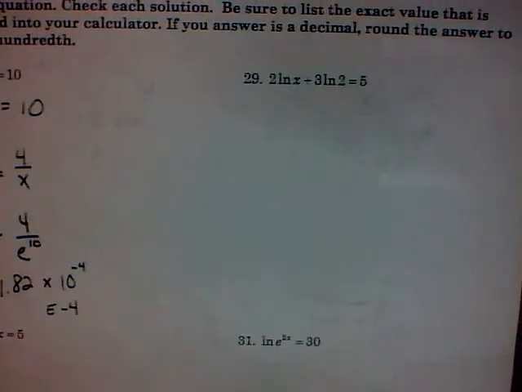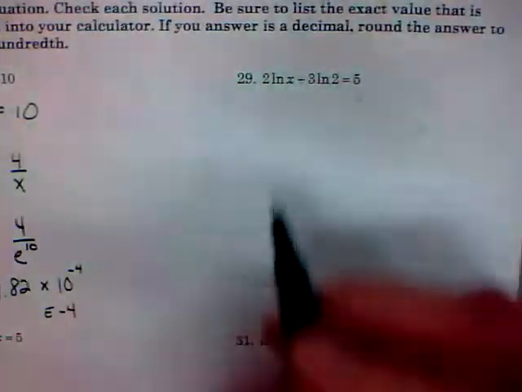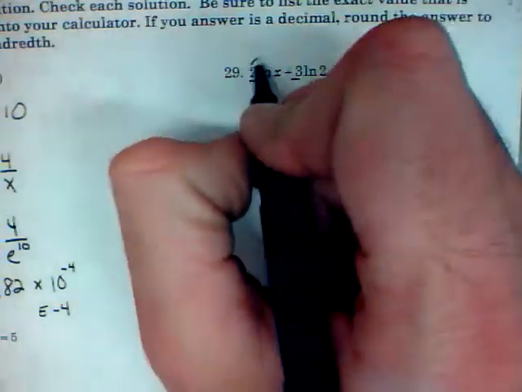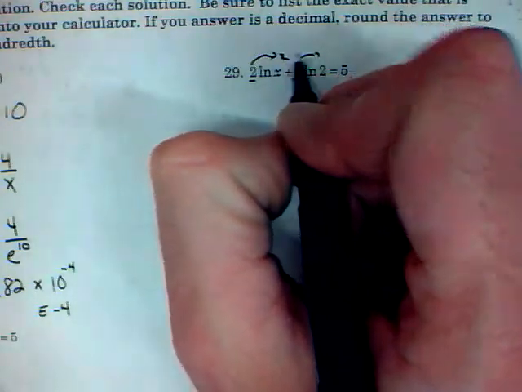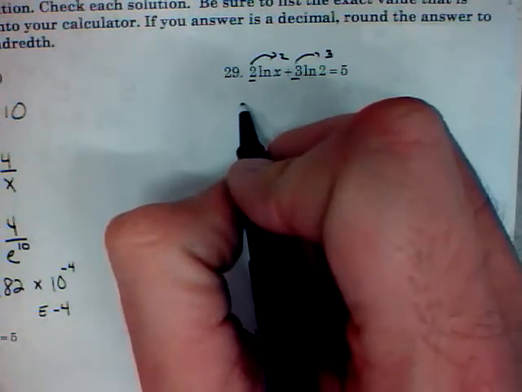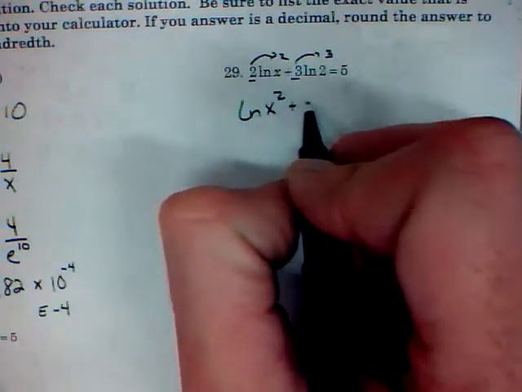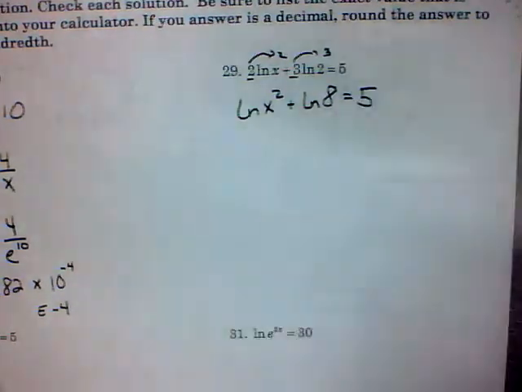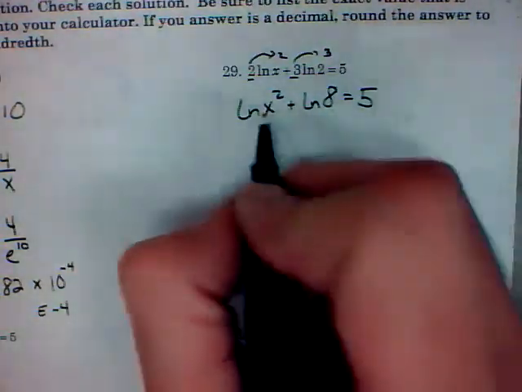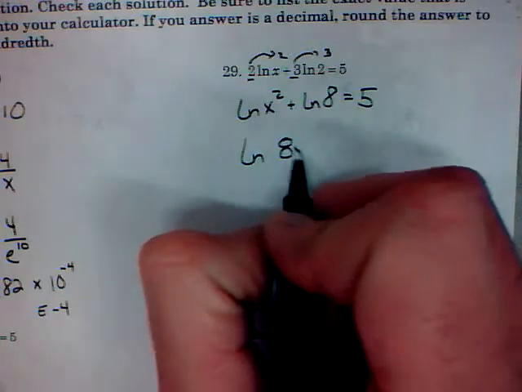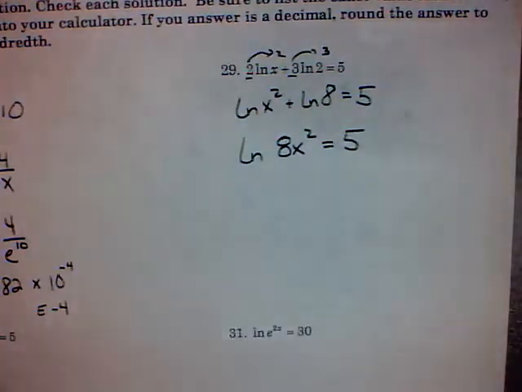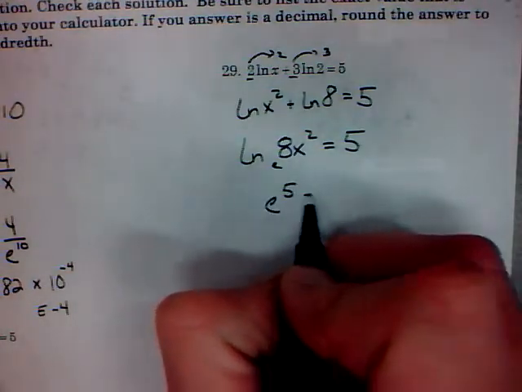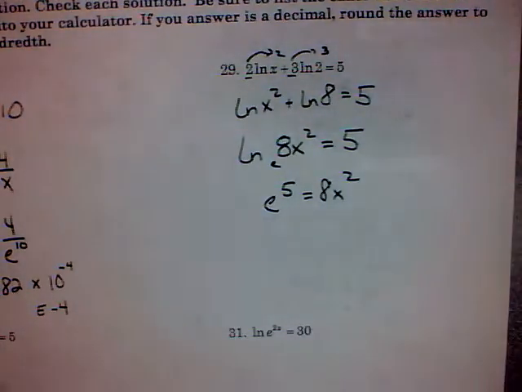Okay. On 29, again we have multiple logs, we'd like to have just one. But we have these numbers out in front, so they're going to have to go up to the power. Okay, so this is going to be natural log of x squared plus natural log of 2 to the third. We might as well just write that as 8, equals 5. Since we're adding, we're going to multiply. So this is natural log of 8x squared equals 5. So now we've got a base, an answer, a power. So this is e to the 5th equals 8x squared.